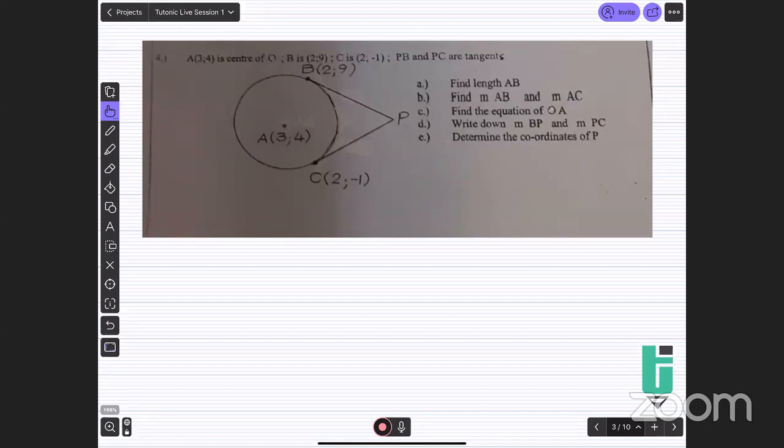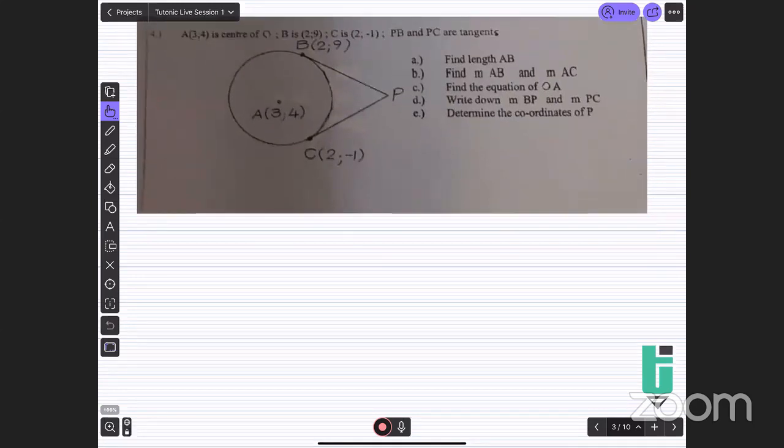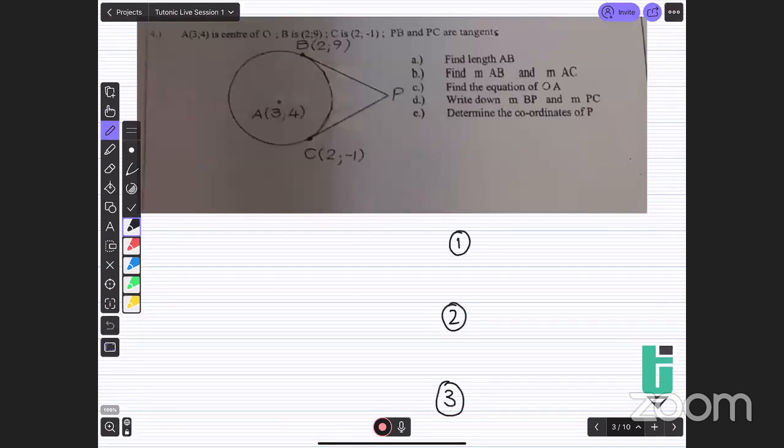So what can you guys tell me about the tangent of a circle? What are the three theorems that you guys know about tangents in the circle? Who wants to go? The angle between a radius and a tangent is equal to 90 degrees. Yeah, that's the first one.